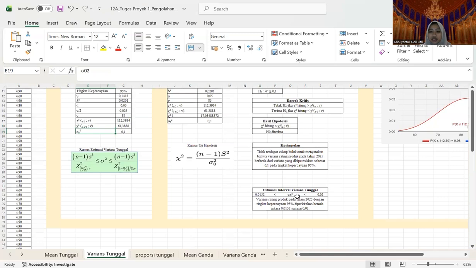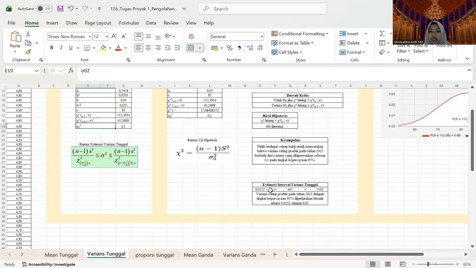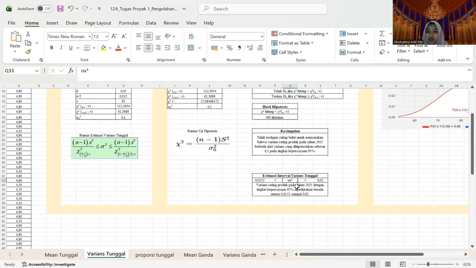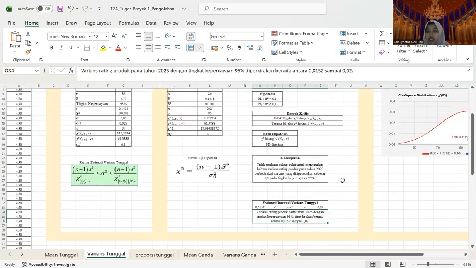Now let's move to the interval estimate. To calculate this, we must use this formula. After we calculate this, we will have a result that is 0.0152 is less than sigma square is less than 0.02. This means that the true population variance is estimated to lie between these two values with 95% confidence.